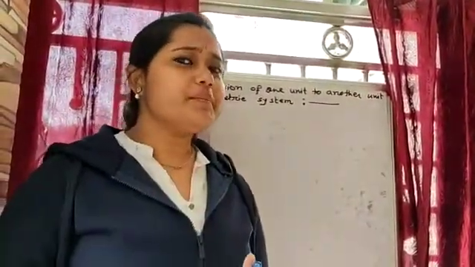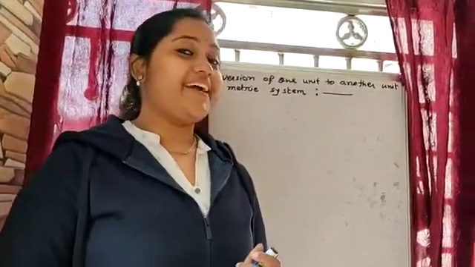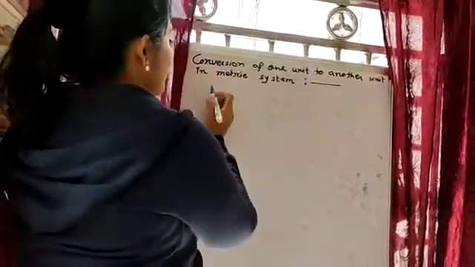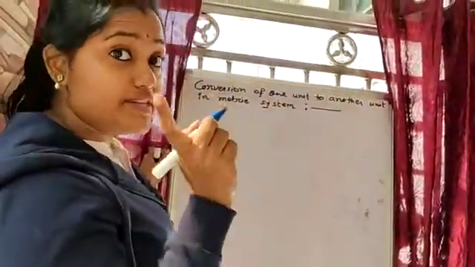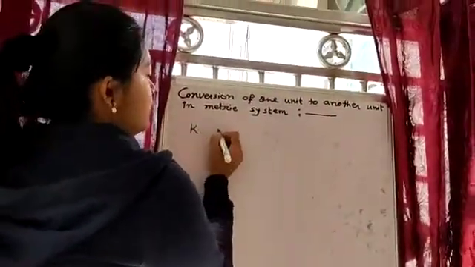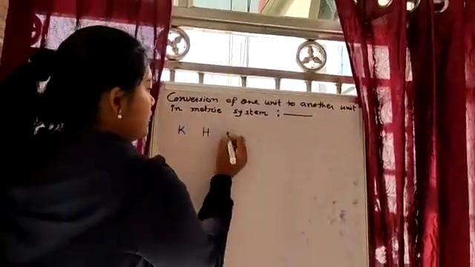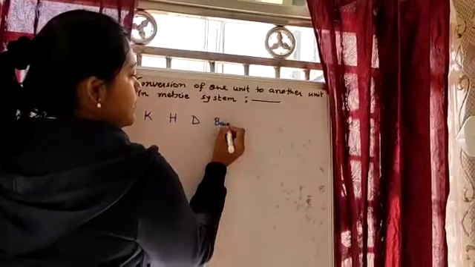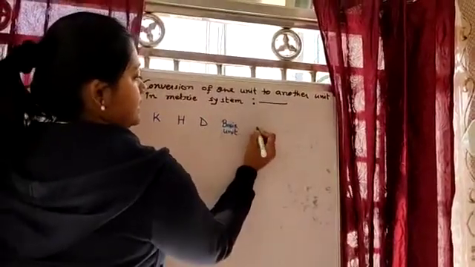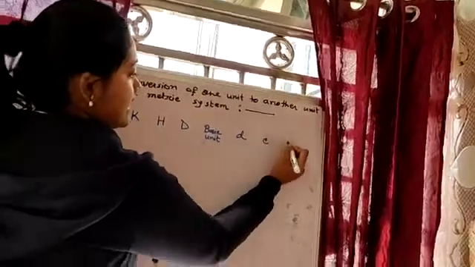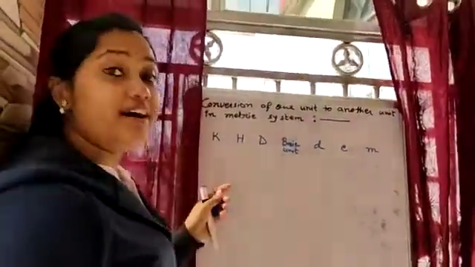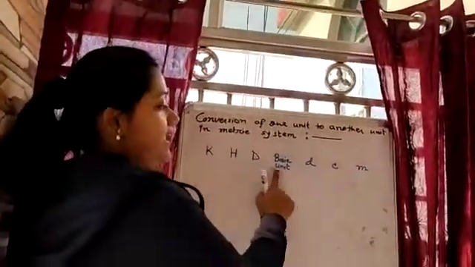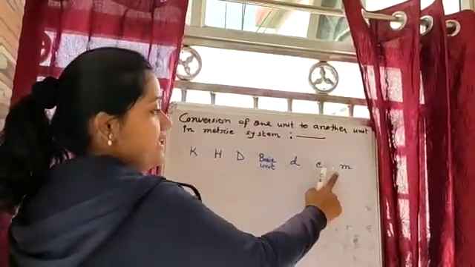Can you remember the header of the metric system? I hope all of you can remember it. So let's revise it once again. The header of the metric system was like this: kilo, hecto, deca, then the basic unit, then deci, centi, milli.